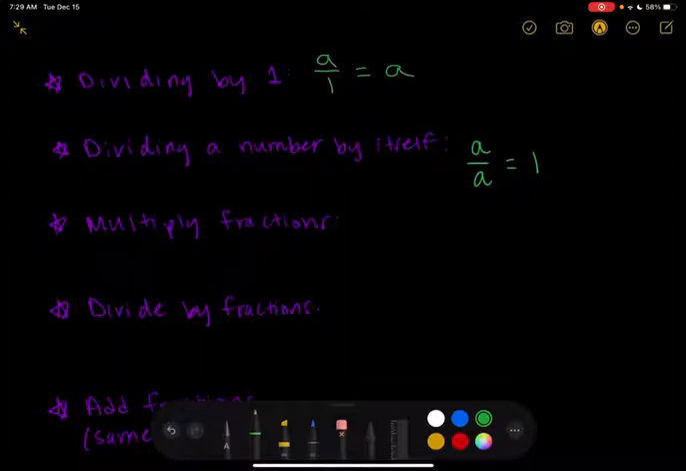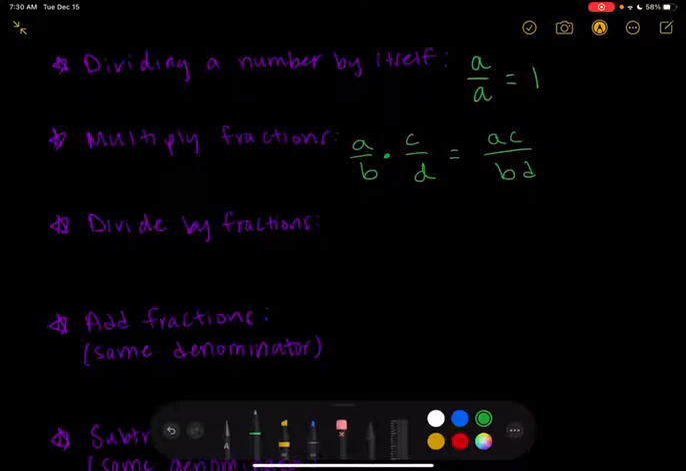When we multiply fractions, so say if we had a over b times c over d, we just multiply straight across the top and straight across the bottom. So we would have AC over BD.